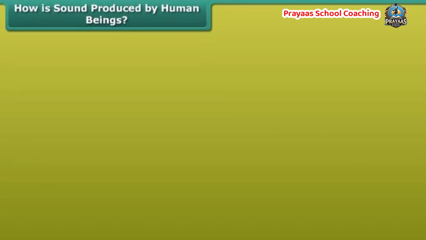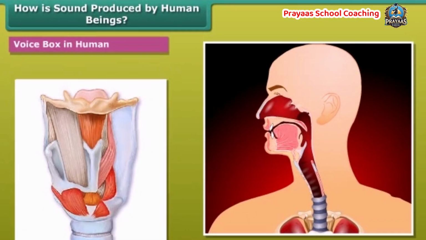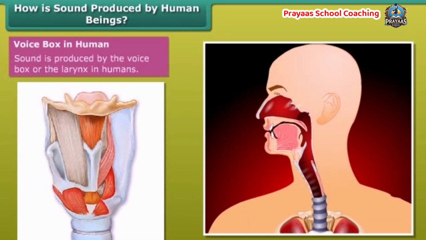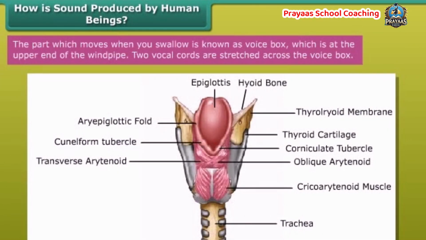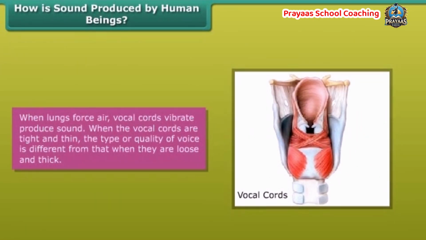How is sound produced by human beings? Voice box in humans. Sound is produced by the voice box or the larynx in humans. The part which moves when you swallow is known as the voice box, which is at the upper end of the windpipe. Two vocal cords are stretched across the voice box. When lungs force air, the vocal cords vibrate, producing sound. When the vocal cords are tight and thin, the type or quality of voice is different from that when they are loose and thick.